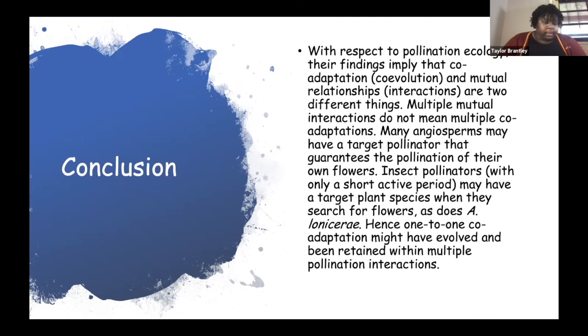multiple coadaptations. Many angiosperms may have a target pollinator that guarantees the pollination of their own flowers. Insect pollinators with only a short active period may have a target plant species when they search for flowers, as does A. lanisterei. Hence, one-to-one cohabitation might have evolved and been retained within multiple pollination interactions.